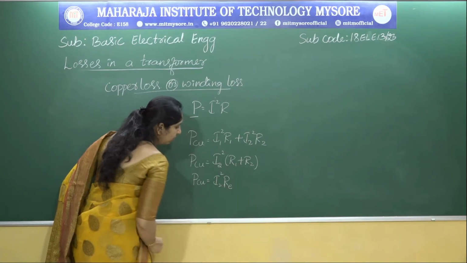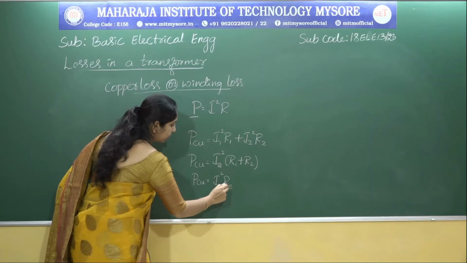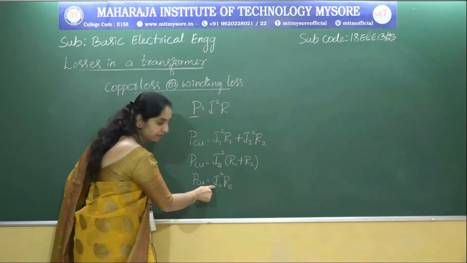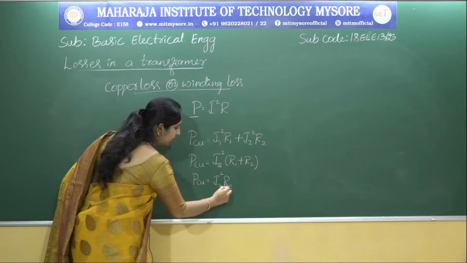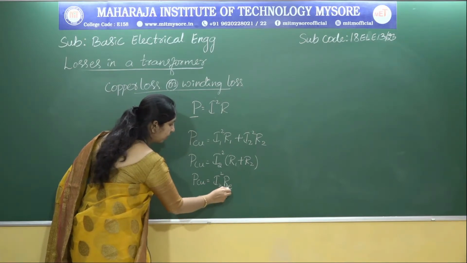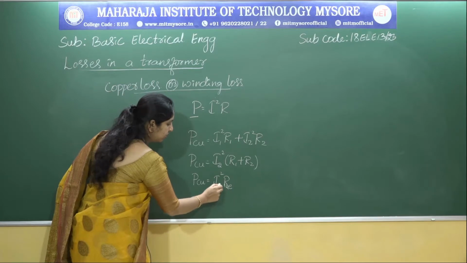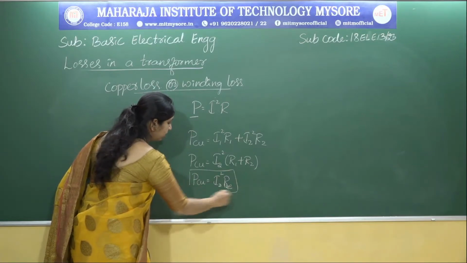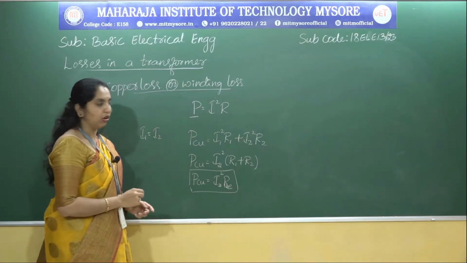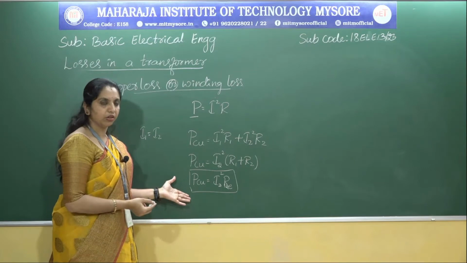It is the equivalent resistance. Since we have expressed the current as I2, I will write it as R2e. Why R2e? Since we have written the current as I2, here also I have written 2, and e indicates the equivalent resistance. This is nothing but copper loss, or we also call it winding loss.